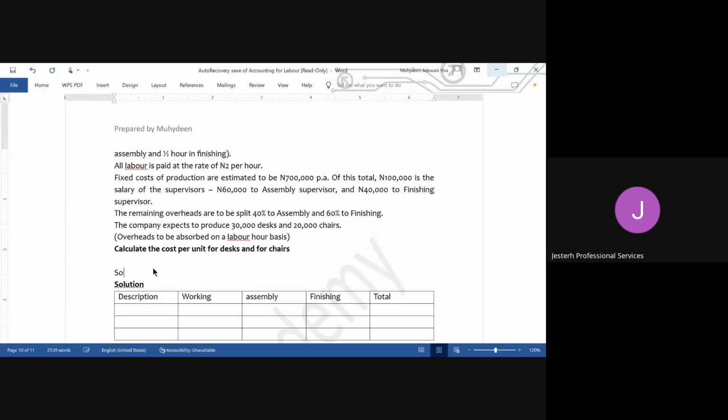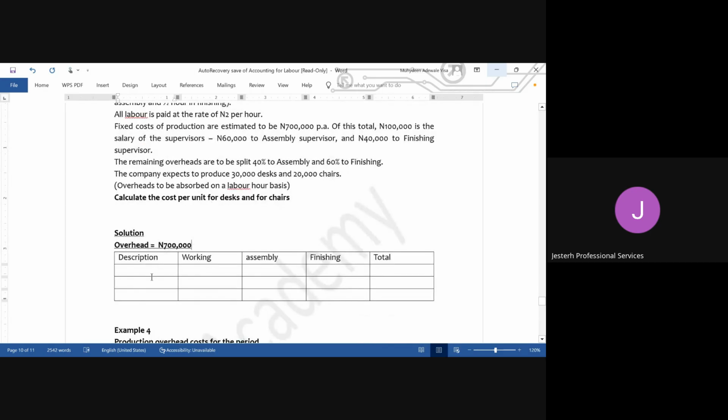So, solution. $700,000. Okay, so now from the question, they have already given us this for the supervisor. So it means this one has already been allocated to the department. So what are we going to do now? You just calculate for your supervisor. You can just write it direct, by creating each of the lines. It just depends on how you want to do it. But I just want to use the table because of the approach that we are using, so that it can look a little bit more formal.